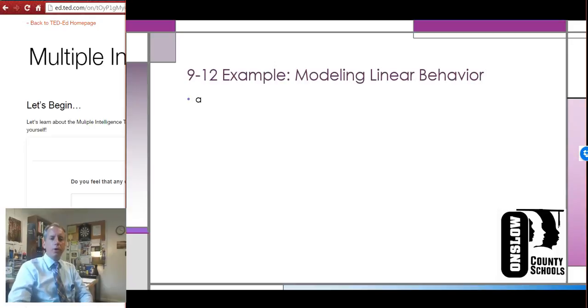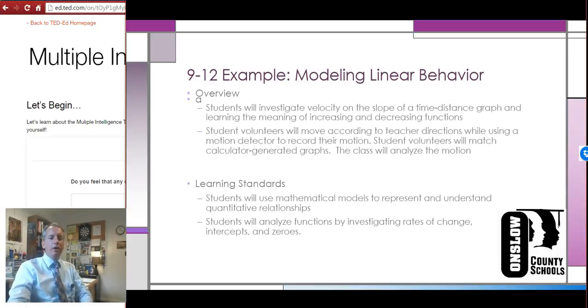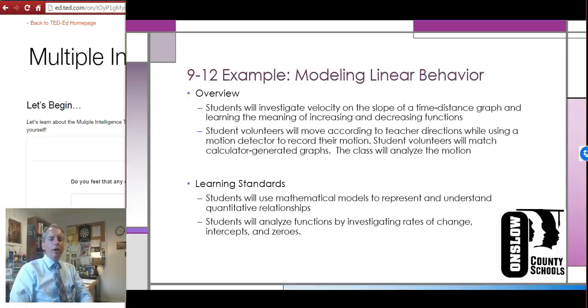Sorry. So we're going to look at modeling linear behavior in grades 9 to 12. The overview of this part of the PD, or this part of the lesson, is that students are looking at velocity in terms of slope on a time-distance graph. For this one, if you don't already have motion detectors, you need to borrow those or arrange for having those if you're going to do the activity this way.